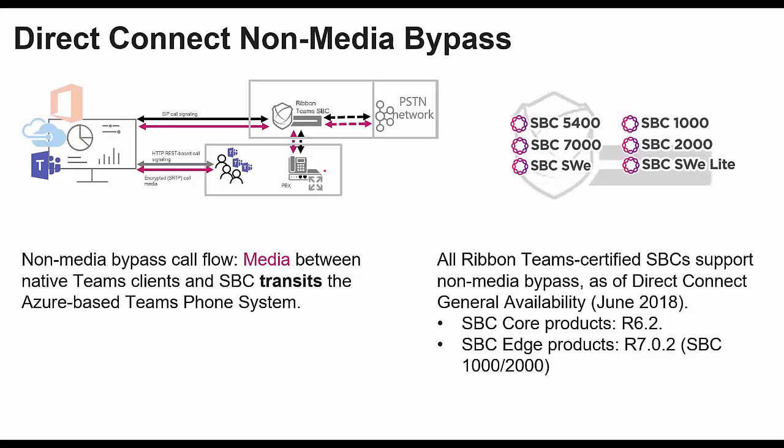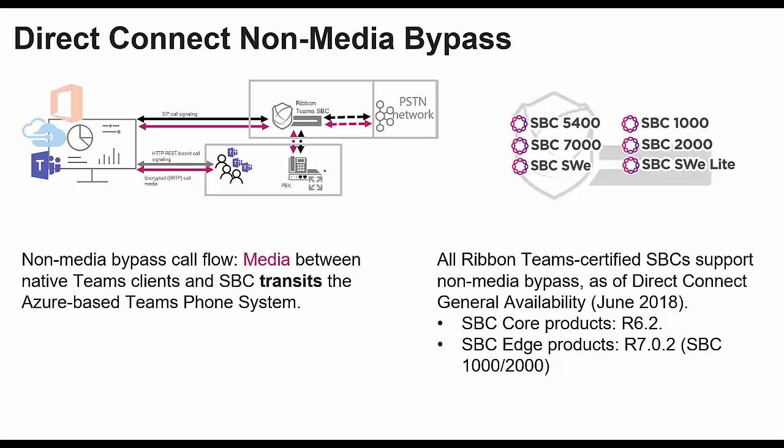That is what is live in production today, and all the Ribbon SBC Core platforms and SBC Edge platforms are certified to work with Microsoft Teams with media non-bypass. We have completed the certification testing, so all these SBCs are listed on the Microsoft website as well. The release certified on the SBC Core products is the SBC 6.2 release, and on the SBC Edge it's the R7.0.2 release for the 1000 and 2000. So you can use your existing SBCs, whether it's SBC 5400, 7000, SWe, or 1K, 2K, upgrade to the appropriate releases, and use the existing SBCs for Microsoft Teams direct connection.